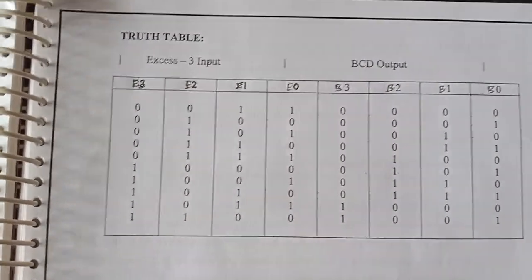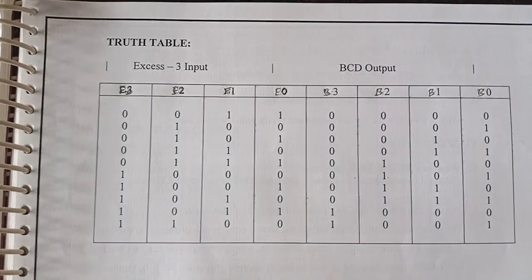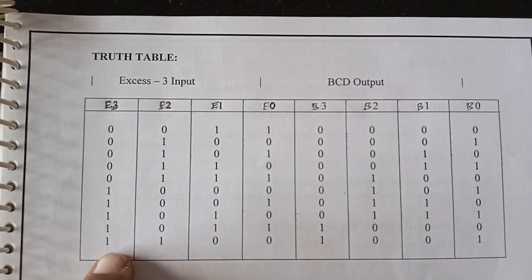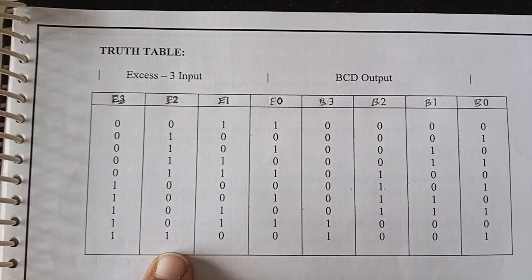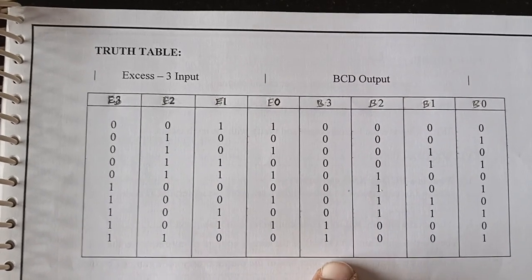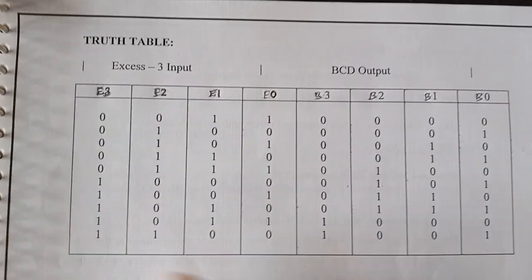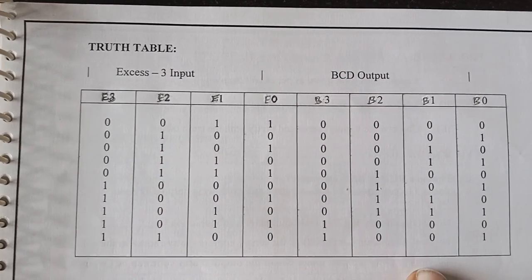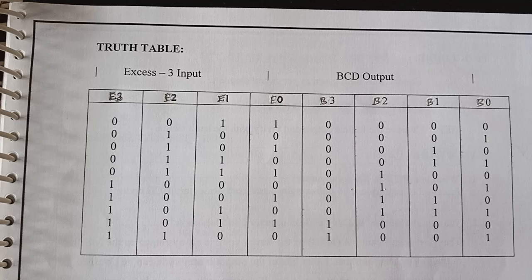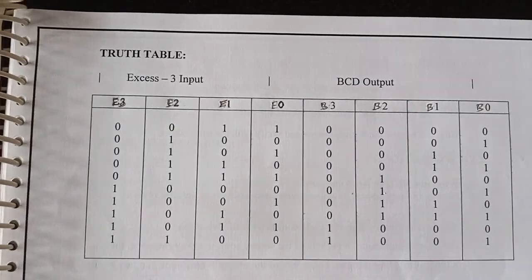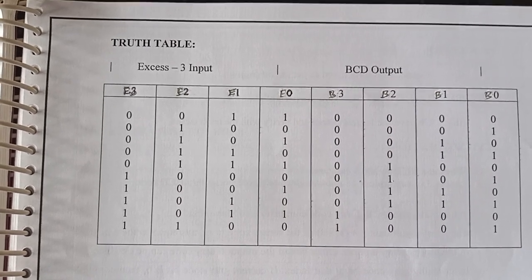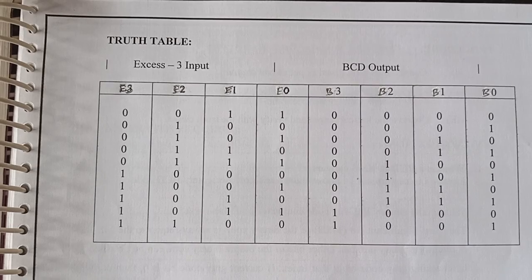So for the last case, if you give the input 1, 1, 0, 0, so 8 plus 4, 12. If you give the input 12, it means 12 minus 3, and I am getting the output 1, 0, 0, 1. So this is 8 weightage, this is 1. So 8 plus 1, 9. If you give the 12 input, I am getting the BCD number 9. So for this purpose, we want to subtract 3 from the excess-3 number. So 12 input means 12 minus 3, that is 9, the output.